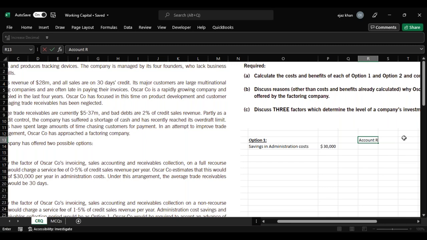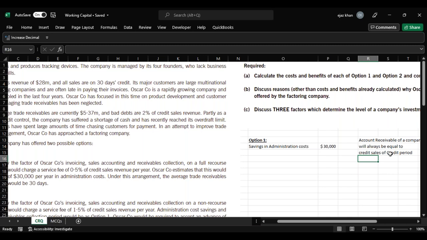Account receivable of a company will always be equal to credit sales of credit period. Right? Your account receivable will be equal to credit sales of your credit period.